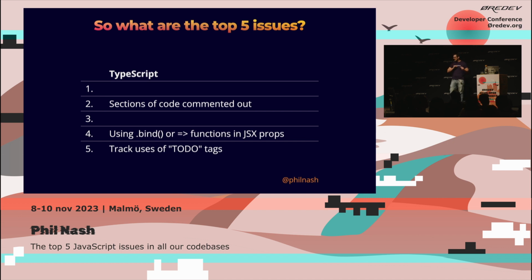In number 4 was actually a React thing, which I think is very cool to see that there are React problems in all of this. And this is a quick one on using bind or arrow functions in JSX props. The issue with this is that it could be a potential performance issue in the future.